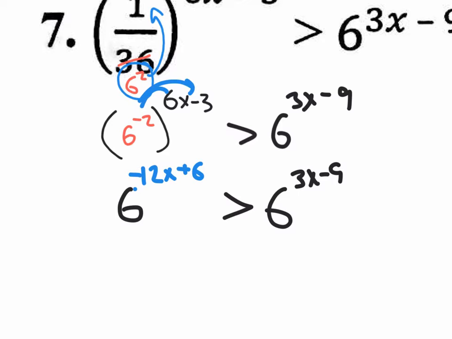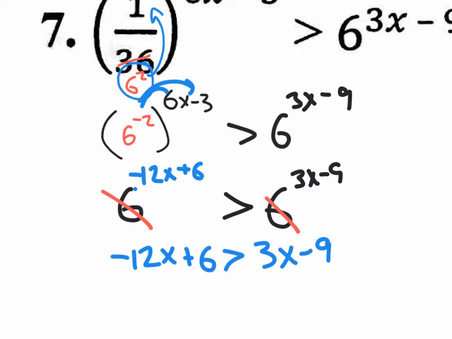And now that we have the same exact base on the left and on the right, I want to cancel out those bases. They have to be the same exact base in order for them to cancel. Then the exponents come down and you have your new inequality. So there's our new inequality. Let's just solve.